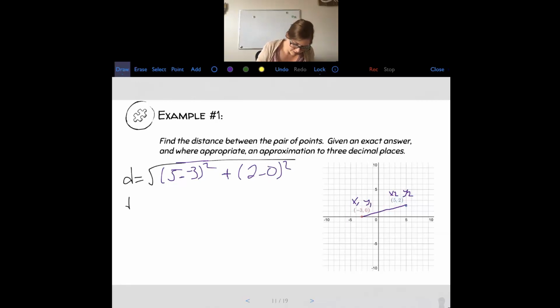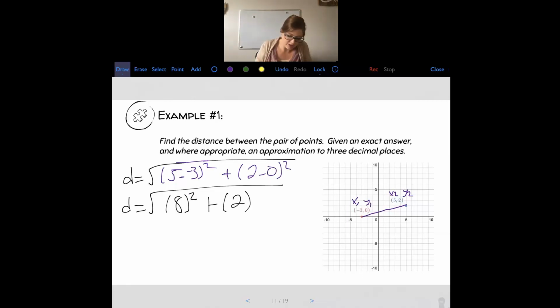I'm going to do the subtraction first. 5 minus negative 3 means 5 plus 3. So that gives me 8 squared. 2 minus 0 is just 2, so that gives me 2 squared. And then we'll keep simplifying from here. 8 squared is 64, and 2 squared is 4. So now we're looking at the square root of 68.